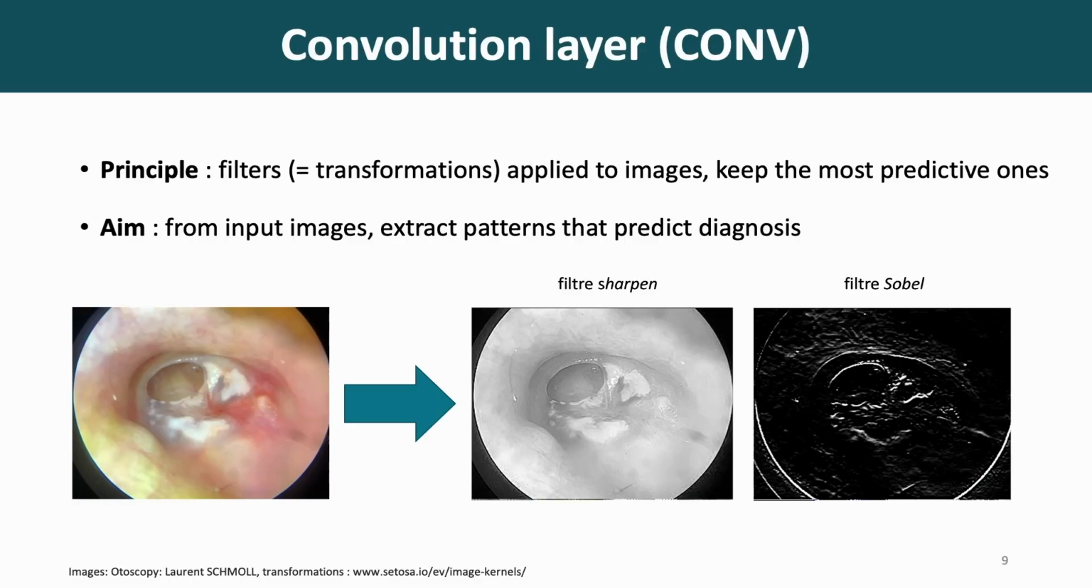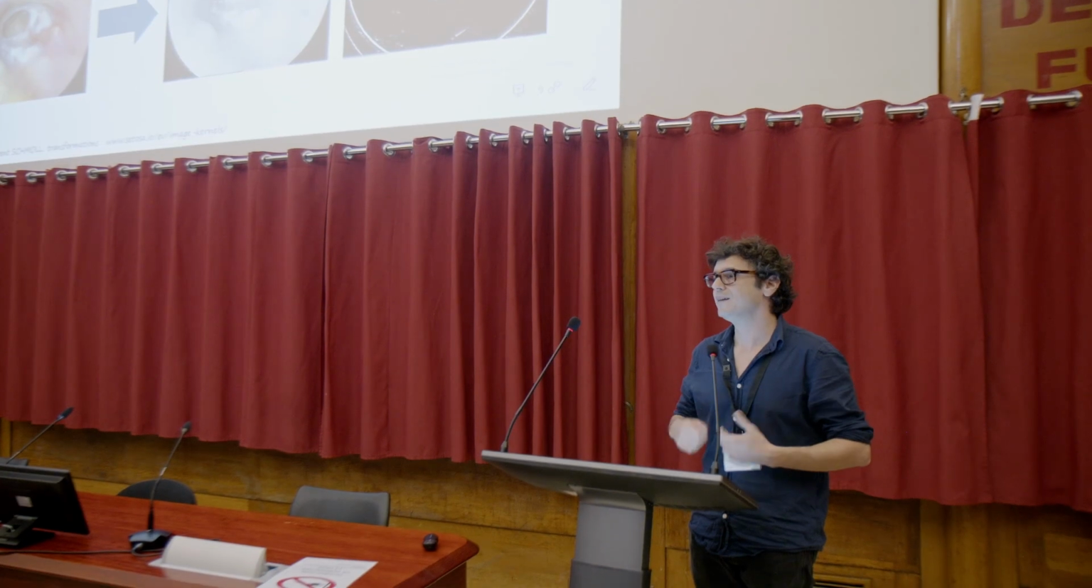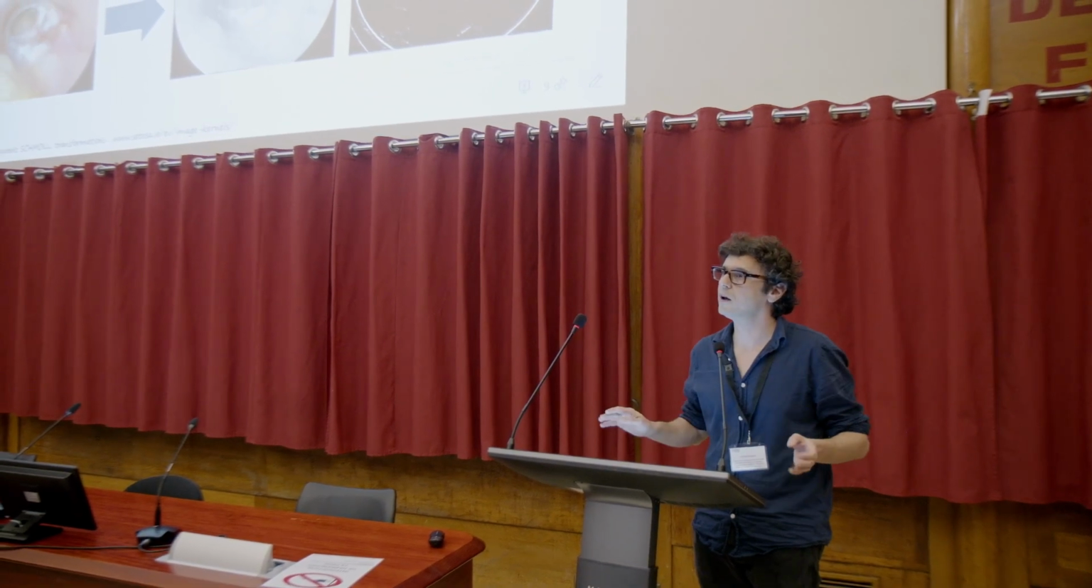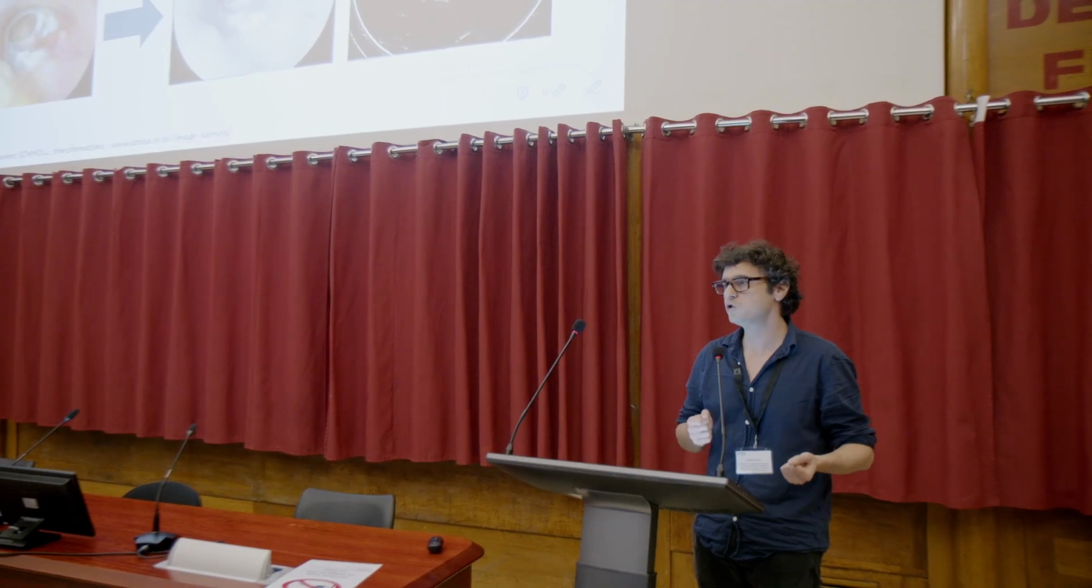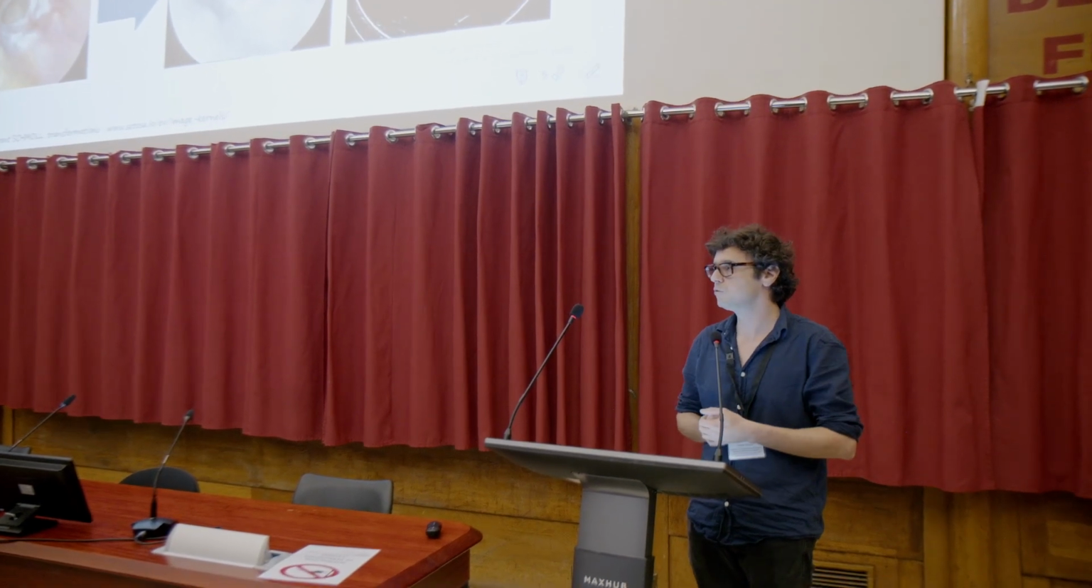So, for example, you have the sharpen filter, so it's just a filter that sharpens edges. And then you have the Sobel filter, for example, that is a filter that enhances horizontal lines. So it's exactly the same. You're just applying a filter to the image and keeping the most discriminative filters.